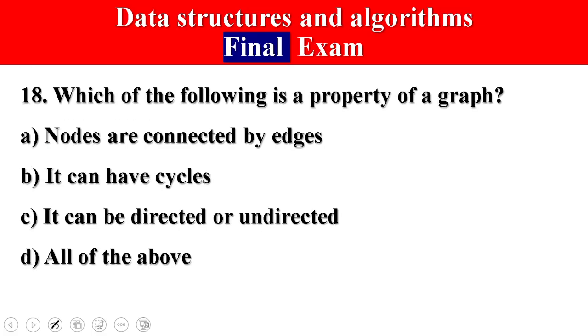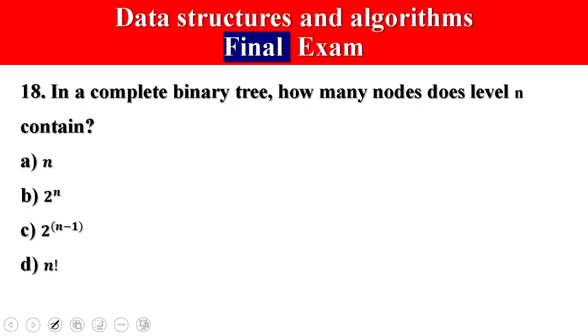Question 18. Which of the following is a property of a graph? Nodes are connected by edges, true. It can have cycles, true. It can be directed or undirected. A graph can be directed or undirected. So D is the correct answer.